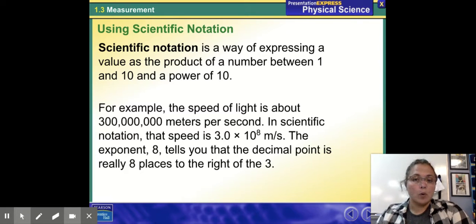For example, the speed of light is about 300 million meters per second. So imagine writing that number over and over again. You'd have to write a ton of zeros. We use scientific notation, and we can say that it is 3.0 times 10 to the 8th meters per second. The exponent 8 tells us that the decimal point is really 8 places to the right of the 3.